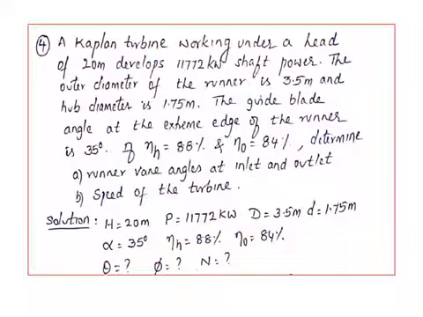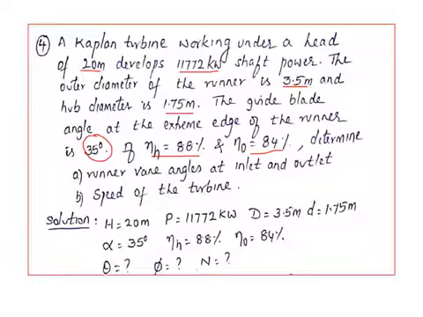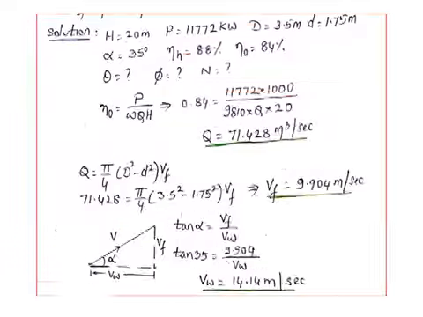Taking a problem similar to the previous one, here the head developed is 20 and the power is 11,772 kilowatts. The outer diameter is given as 3.5, whereas the hub diameter is 1.75. The guide blade angle, that is alpha, is 35 degrees. Hydraulic efficiency is 88%, and overall efficiency is 84%. We have to find theta and phi and also the speed of the turbine.